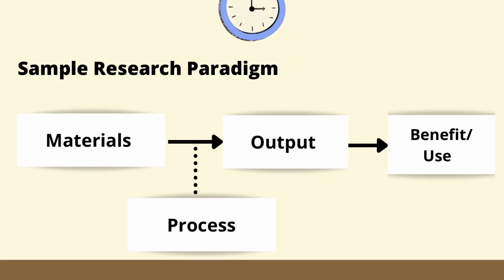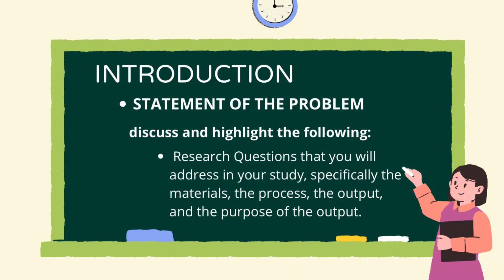So basically, you will just show the materials and then the processes on how you transform these materials into your output and how this output can be useful or beneficial to address your research problem. Next part is the statement of the problem. In this part, you have to discuss and highlight the research questions that you will address in your study, specifically the materials that you will be using, the process involved or the step-by-step procedure, the output, your intended project, and the purpose of your output.